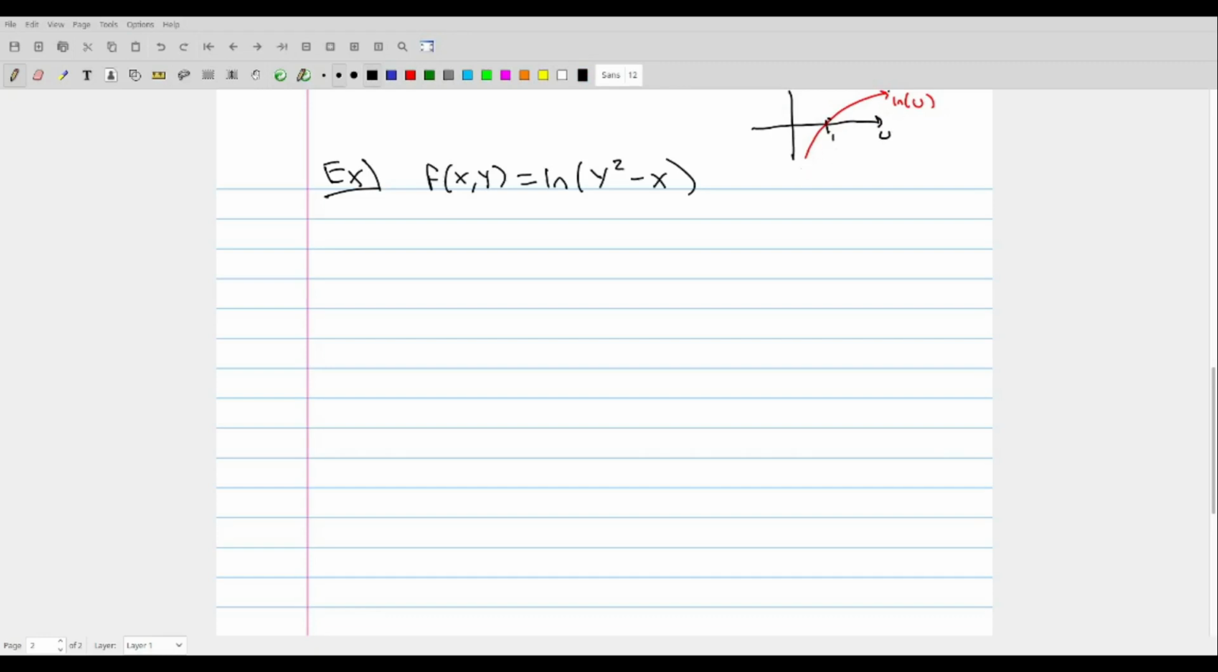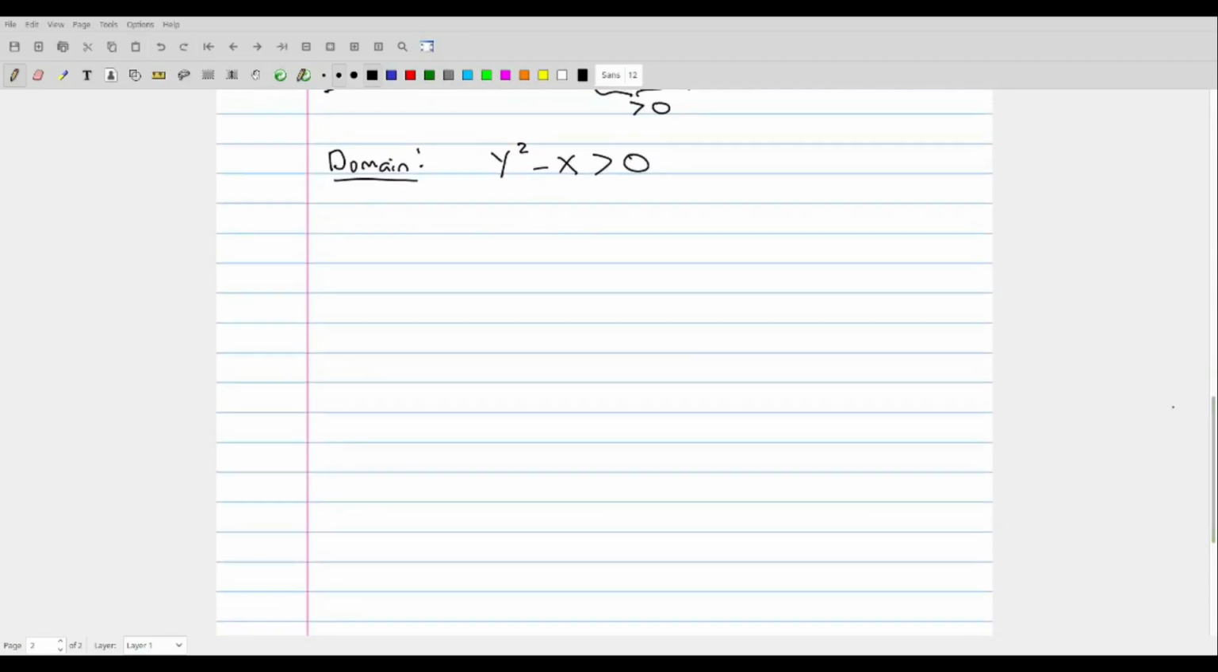When u is 1, this is 0. And it's only defined for positive values of u. So u equals 0 and u less than 0 are completely out. We can't take the natural log of anything less than or equal to 0. So the domain restriction for this function is that this entire thing has to be greater than 0. So y squared minus x has to be greater than 0. And all of the points where y squared minus x is greater than 0, this is going to be all of the points that allow us to take this function. The function is going to be defined.